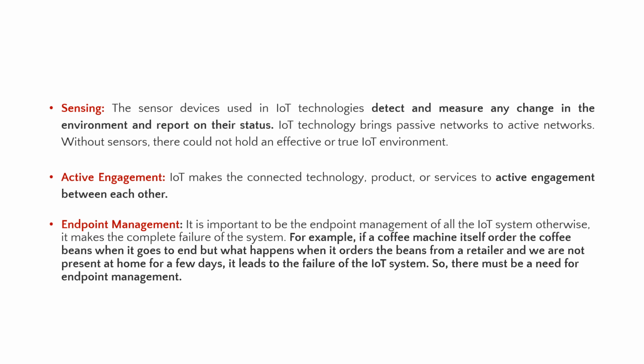Sensing. The basic purpose of a sensor is to detect and measure any change in the environment and report its status. It can be, for example, an IR sensor, which will detect whether there is an obstacle or not. Active engagement. Active engagement between all the devices is very much needed, and endpoint management, because let's say the coffee machine has ordered the beans, right? And the beans are taken by the person from the shop to your home, and at your home there is nobody available. This is actually collapsing the overall infrastructure. So endpoint management is an important part.